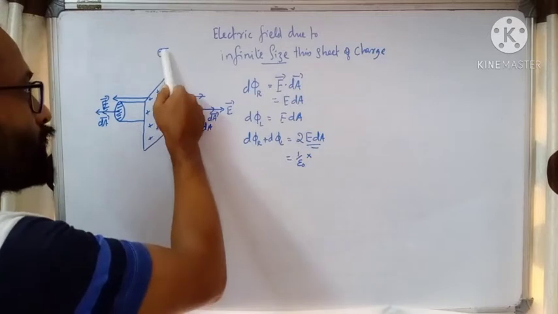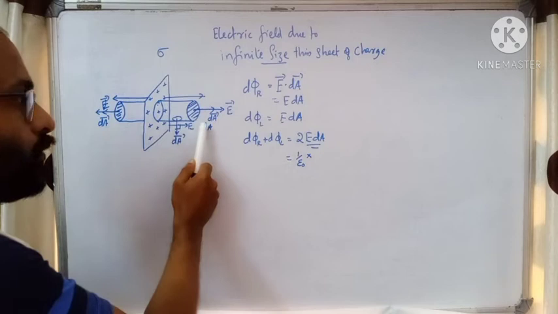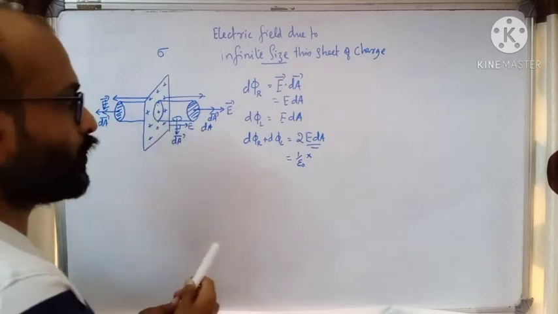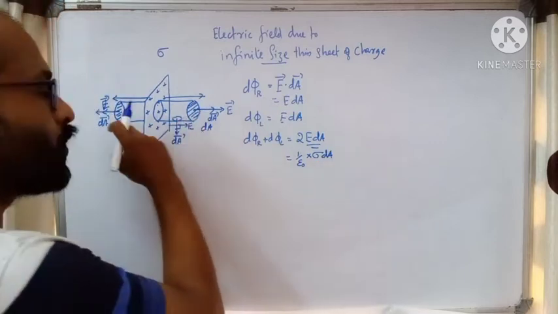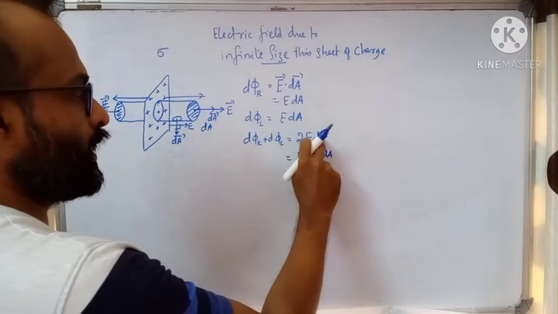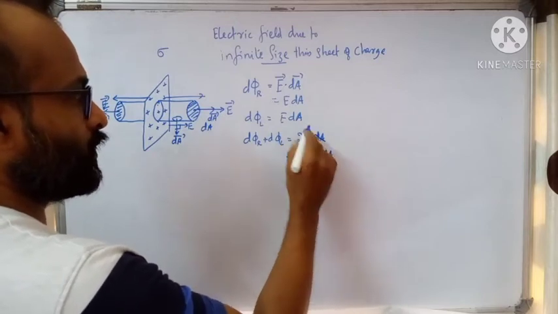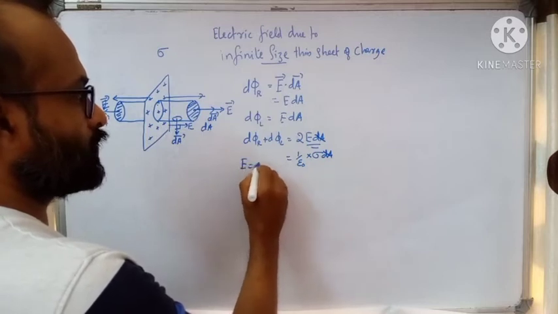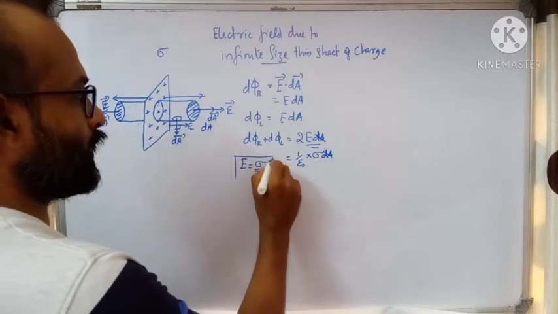See, if sigma is the charge density in an area dA, how many charges will be there? Sigma into dA. This is the charge enclosed. So 1 by epsilon 0 times sigma into dA is the charge enclosed by the Gaussian cylinder. Now comparing these two, left side is 2E dA, right side is 1 by epsilon 0 times sigma dA. dA cancels, and the electric field is equal to sigma by 2 epsilon 0. This is the expression for the electric field.